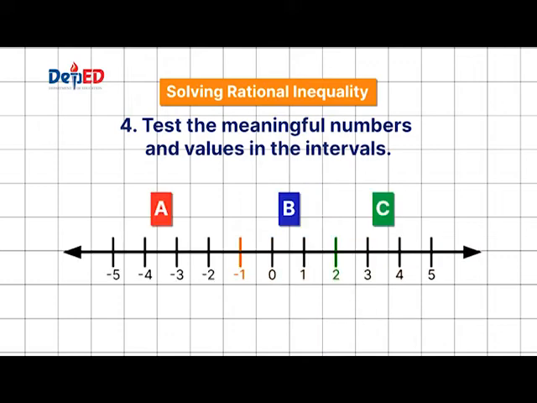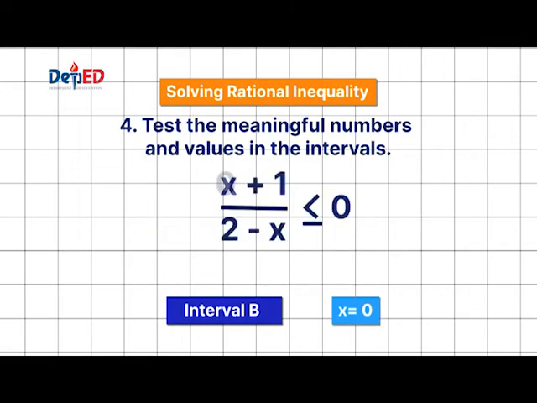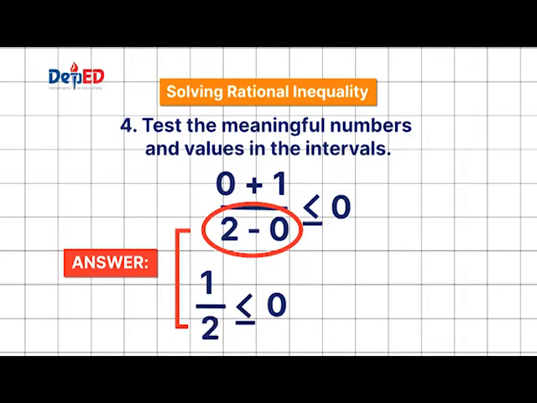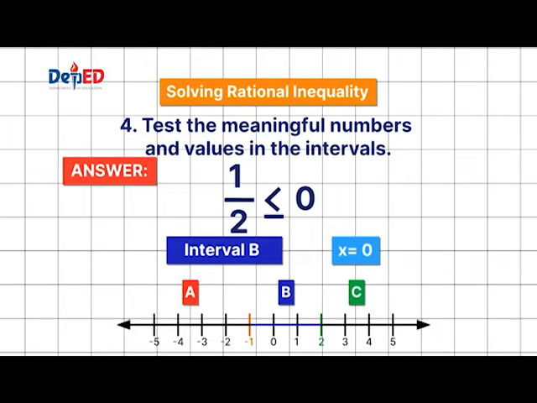We then take a value in the second interval, B. Let us take 0. That is (0 + 1) over (2 - 0) is less than or equal to 0. 0 plus 1 is 1. 2 minus 0 is equal to 2. Since 1/2 is not less than nor equal to 0, thus, the second interval, B, is not a set of solutions for the inequality.